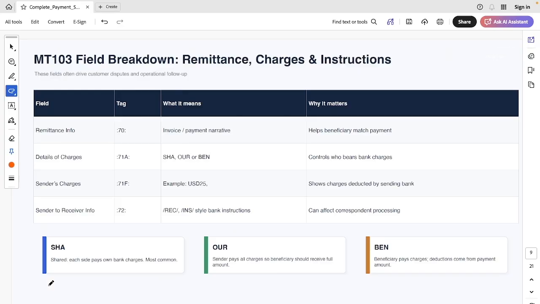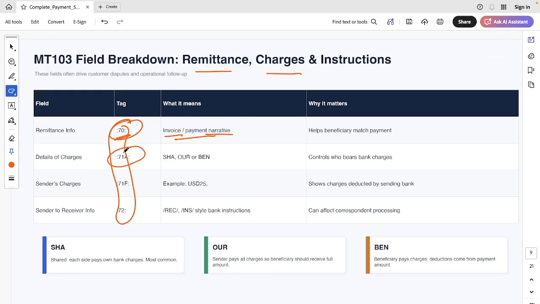Now let us look at the fields that often create customer disputes. That is remittance and charges. So these fields explain why the payment was made and who pays the charges. So field 70 is the remittance information. In simple words, this tells the beneficiary why the money was sent. It may contain the invoice number, the payment description or reference. For example, if Infosys is paying Microsoft for IT services, the invoice reference may appear in this field 70.